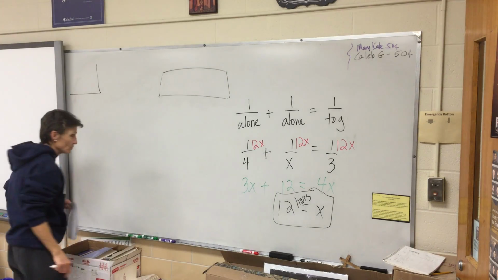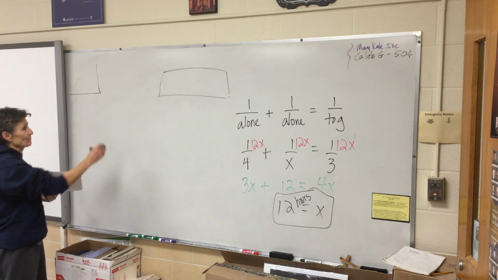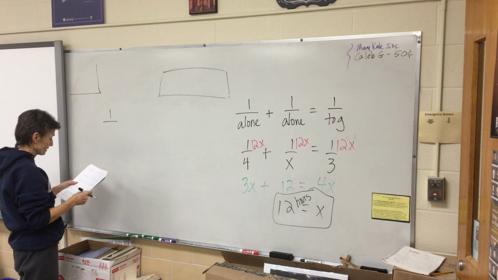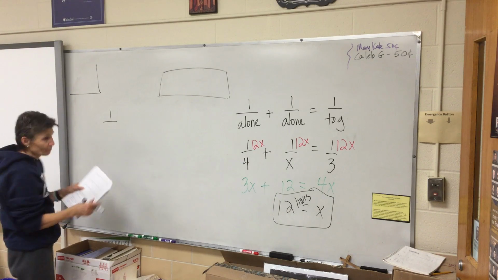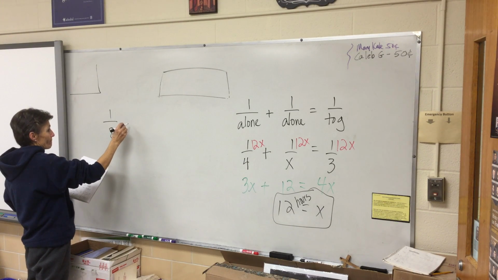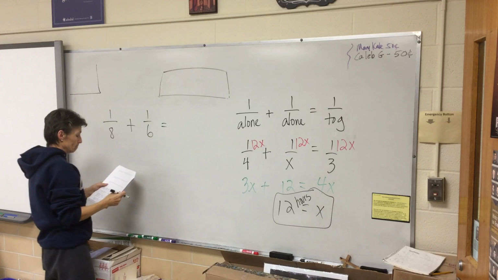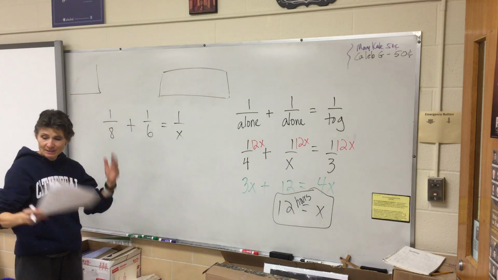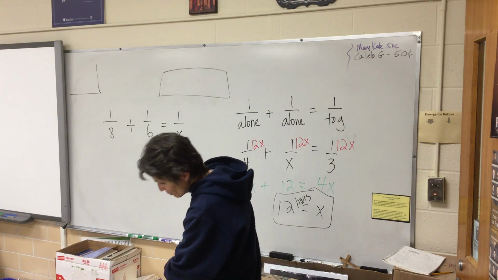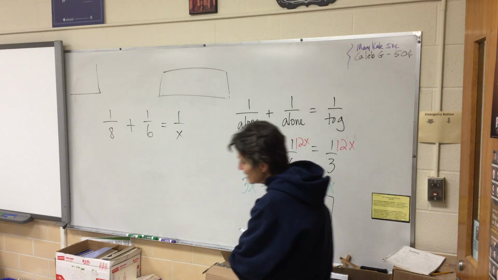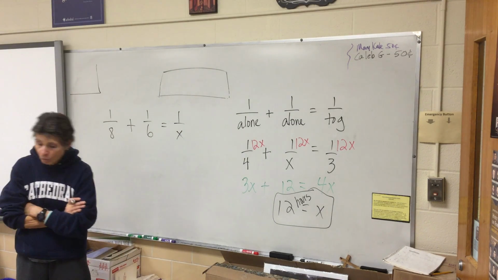So who feels like you can write the equation for me for Grant and Matt? It would just be 1/8 plus 1/6 equals 1/x. Yep, that's it exactly. You've got it. These are so easy. 1 over Matt's time alone plus 1 over Grant's time alone equals 1 over their time together. And this time, that's x. How long will it take them together?